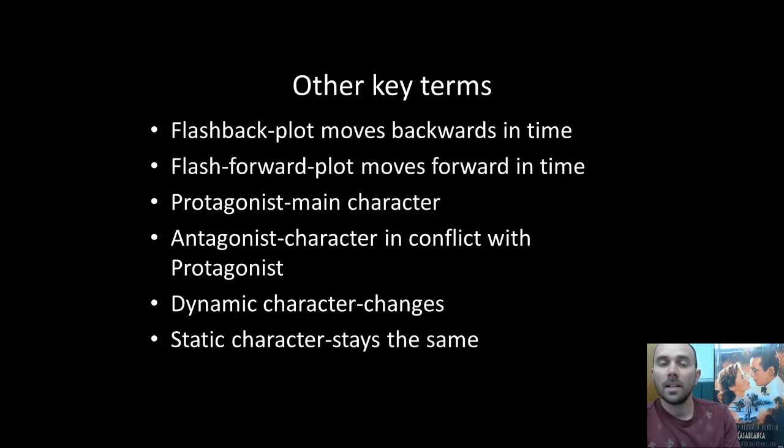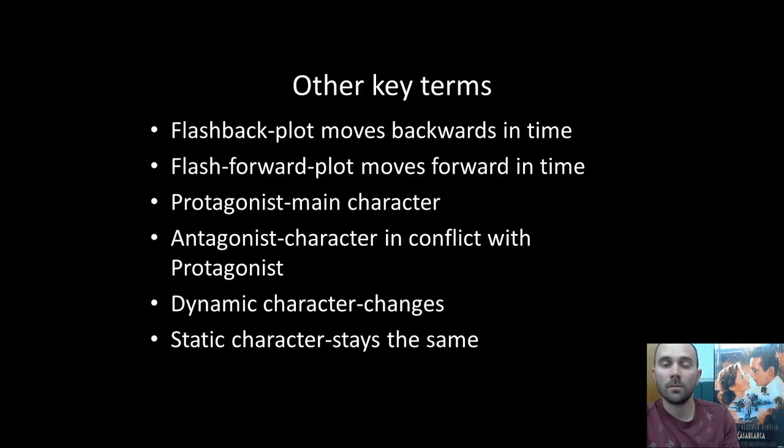Characters, both protagonists and antagonists alike, may be either dynamic or static. Now, a dynamic character is a character who undergoes a change throughout the story. So they begin the film one way, and by the end, because of a series of events, they have changed. Now, this could be a change for the better. Perhaps they have had an epiphany, they've had a realization or some insight into their life, and they're going to make a change for the good.